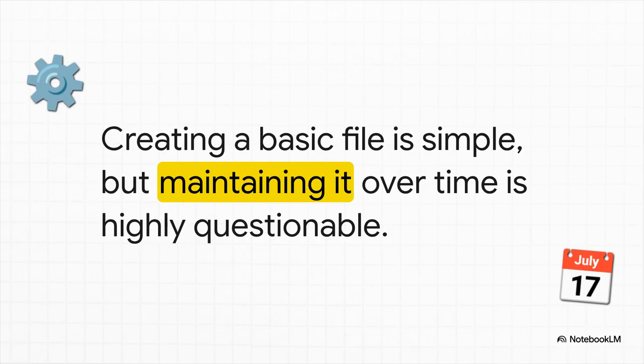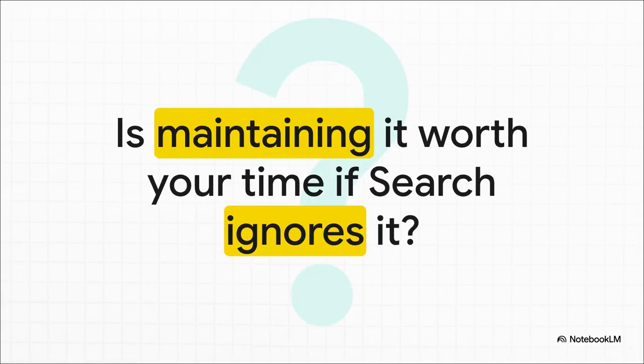If you commit to an llms.txt file, you are committing to maintaining a parallel map of your site indefinitely. If it falls out of date, you could end up feeding conflicting or incorrect information to the very AI agents you were trying to help. So here's the final thought I want to leave you with. Creating an llms.txt is easy, but is maintaining it actually worth your time if Google search is just going to ignore it anyway? Google hasn't resolved this internal split, which leaves the ultimate decision squarely in your hands.